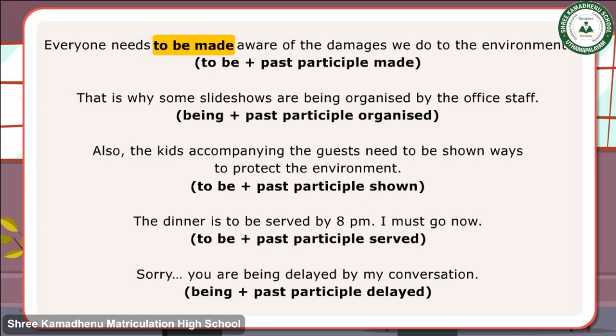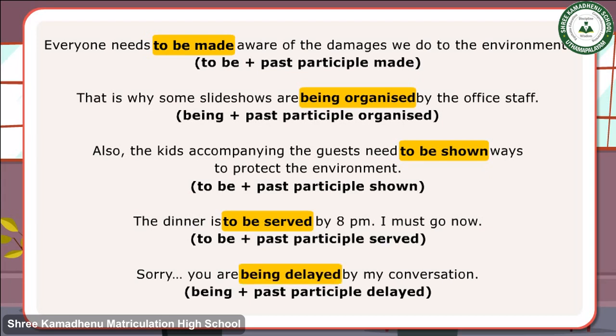That is why some slideshows are being organized by the office staff. Being plus past participle: organized. Also, the kids accompanying the guests need to be shown ways to protect the environment. To be plus past participle: shown. The dinner is to be served by 8 p.m. I must go now. To be plus past participle: served. Sorry, you are being delayed by my conversation. Being plus past participle: delayed.